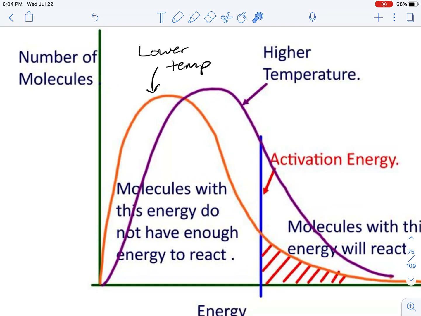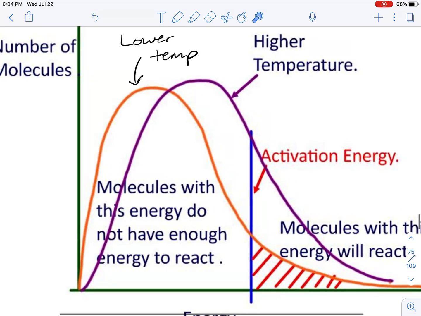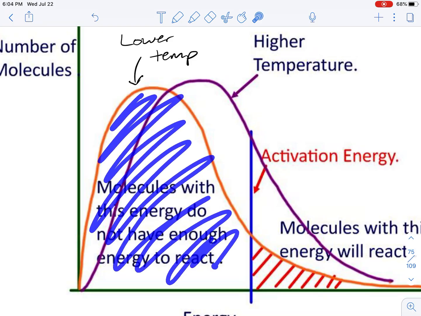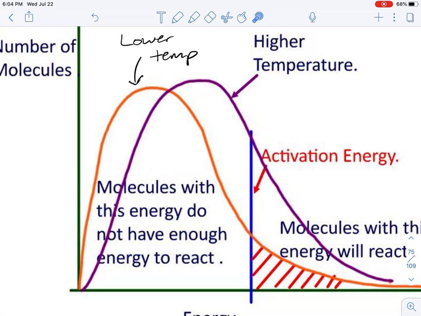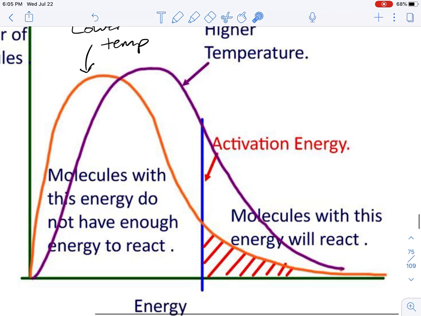And so looking specifically at the area under the orange line, the area under the curve that's marked by the orange line, you have all of these molecules that will not have sufficient kinetic energy to overcome the activation energy, and therefore will not produce any product. And so you'll only have a small fraction of molecules that will have enough kinetic energy to overcome the barrier.